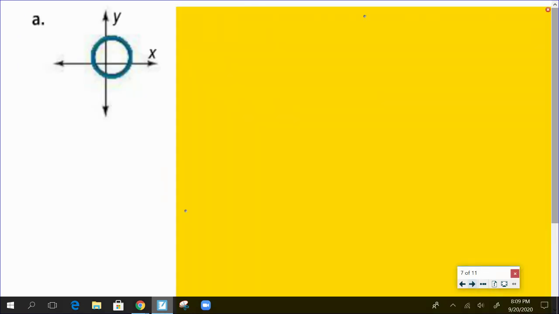Now, what about this one? Is this one going to be a function or relation? So I think the easiest place to look is at the 0. Well, I will go down here and I will go down there. So this is a relation.